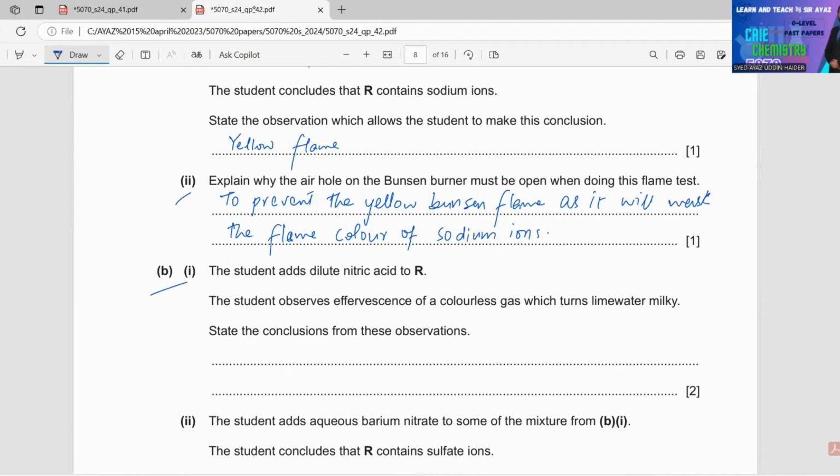So for the conclusion, we will write CO2 formed. Definitely this effervescence is due to the formation of CO2. Then you write R contains CO3 2-, carbonate ion.